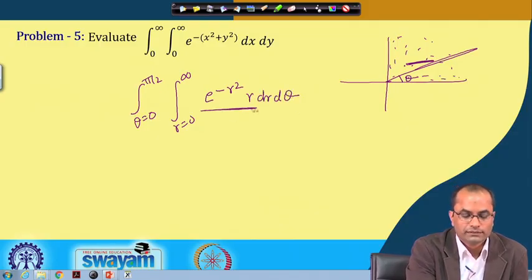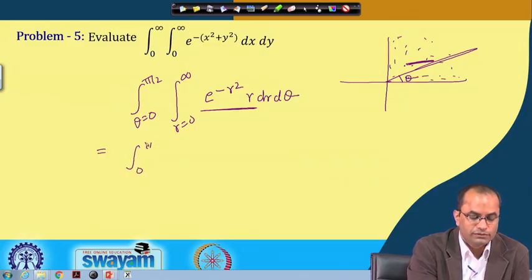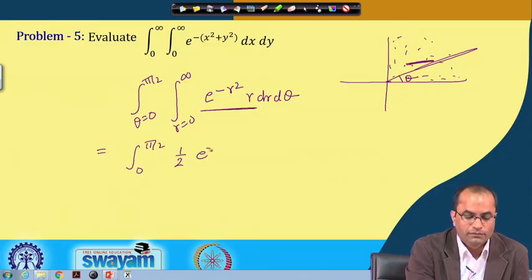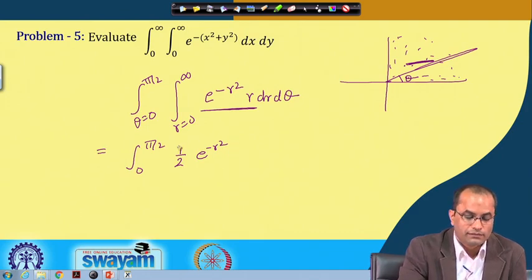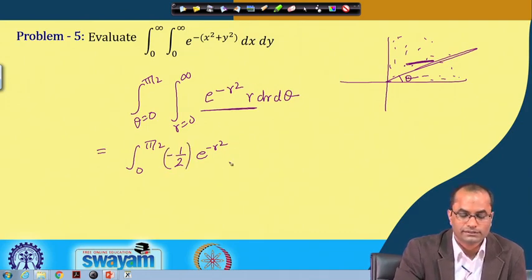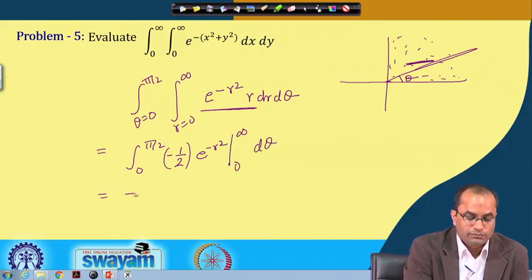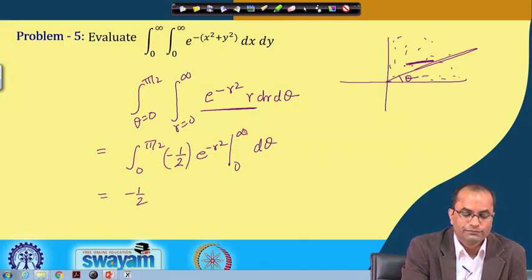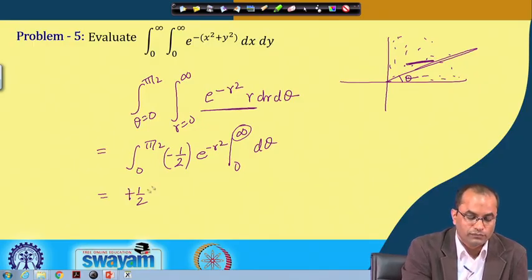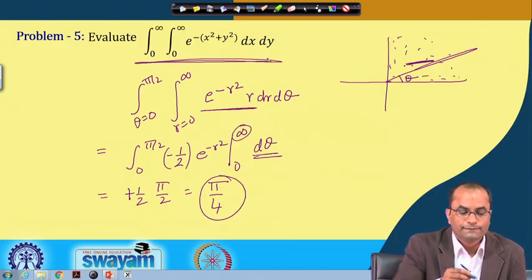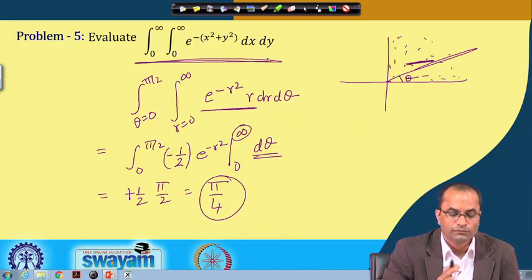This we have done before also, a similar example. This will be half e power minus r square, with a minus half, and e power minus r square from 0 to infinity, and then d theta. So, minus half times e power infinity, when r approaches infinity, this will be 0, and e power 0 will be 1. So, we get 1 here, and then the theta integral over 0 to pi by 2 will give pi by 2. So, we have pi by 4. So, the value of this integral from 0 to infinity and 0 to infinity is pi by 4.